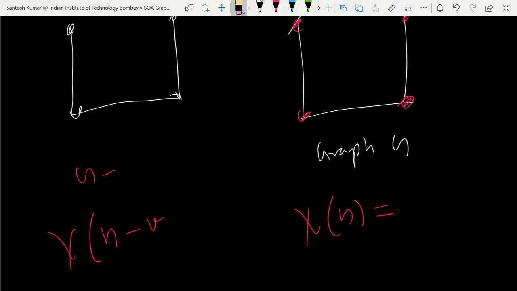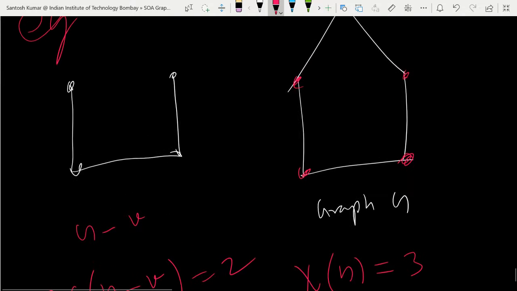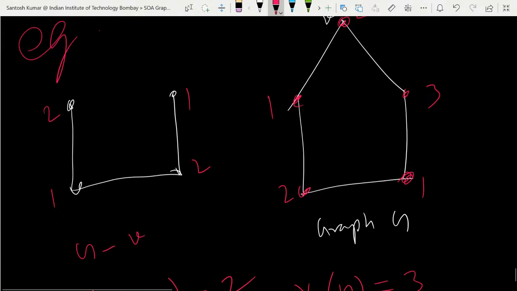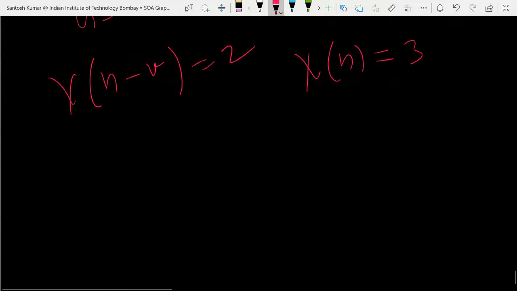So let me just write: graph G is equal to 3. G minus V is 2. 3 and this has 2. Yes. So you already know, 1, 2. You have to take it here. And here 1, 2, 1, 2 you can use. Okay, now let's write the complement.